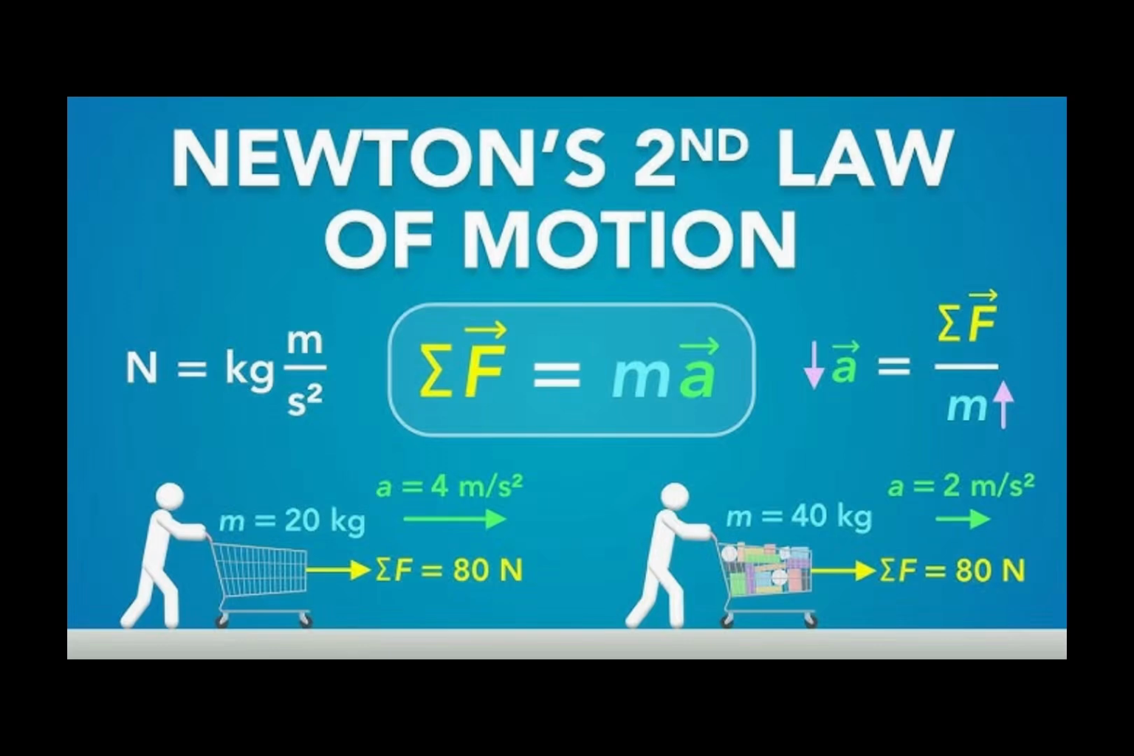Newton's second law explains how forces affect motion. F equals ma. In this equation, force equals mass times acceleration. If force increases, acceleration increases. But if mass increases, acceleration becomes smaller. For example, pushing an empty shopping cart is easier than pushing a full one. The full cart has more mass, so it needs more force to accelerate.